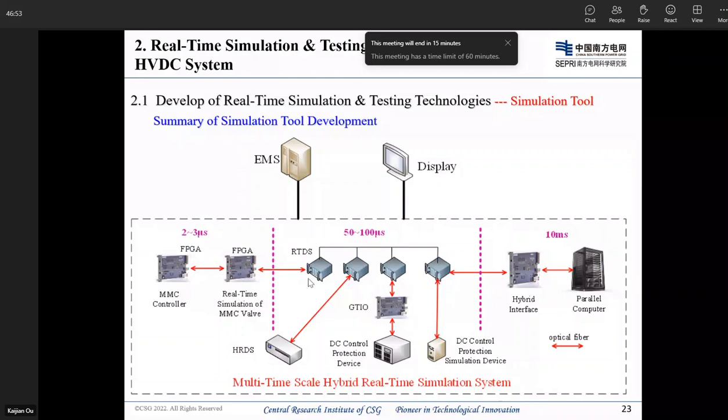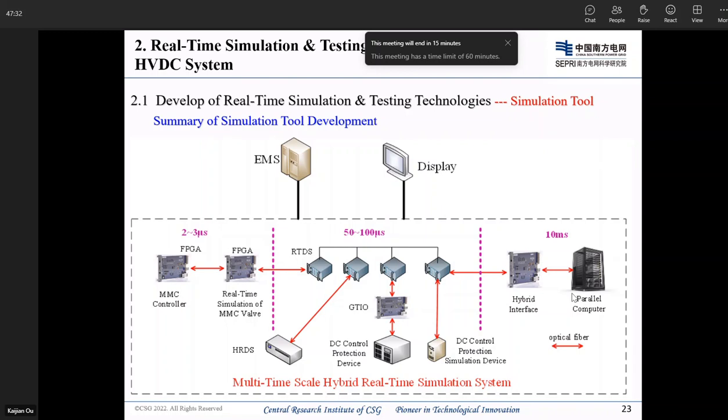And then we use RTDS to simulate the LCC HVDC. Its time step is 50 to 100 microseconds. The RTDS can also connect to the real physical control and protection cubicle. And then we use the PC parallel computer to simulate the AC system.